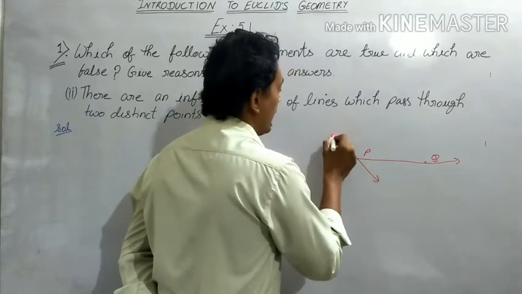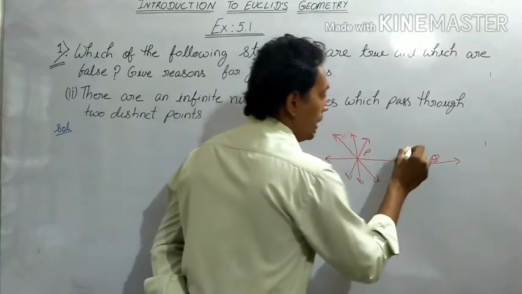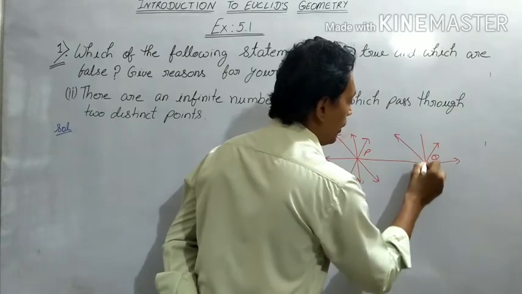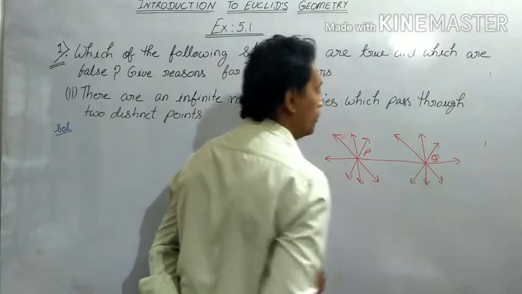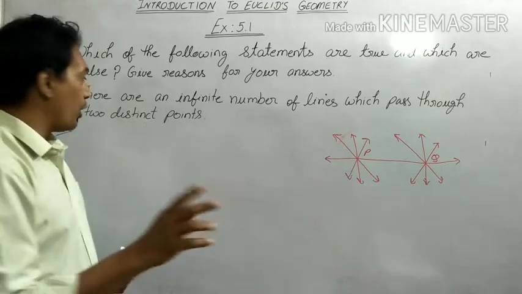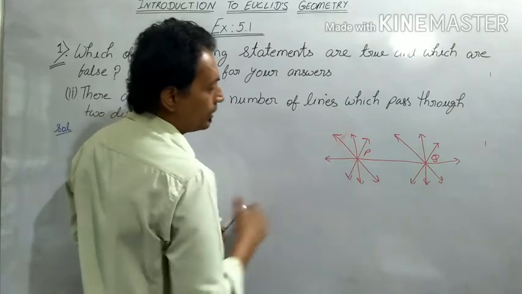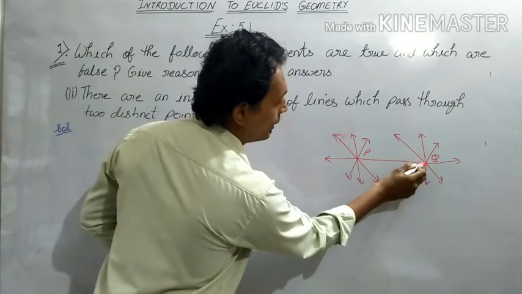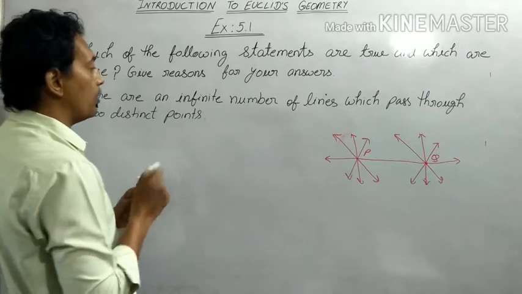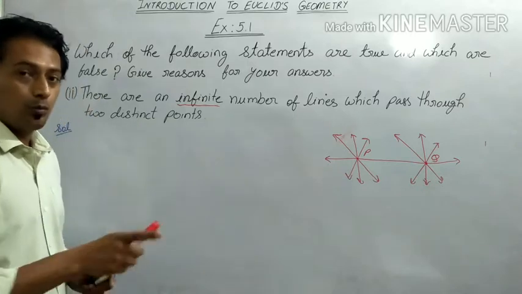there are many lines passing through point P and there are many lines passing through point Q. Okay. Now what does the statement say? Statement says that if there are two separate points, two distinct points means two separate points. Now we have two separate points. One is point P, this one, and another is point Q. Okay. So in that case, it says there are an infinite number of lines, that means many lines which can pass through these two points, both the points together.